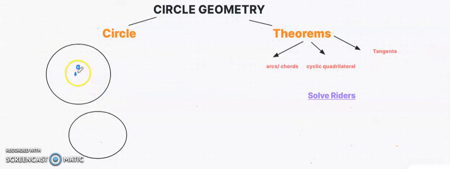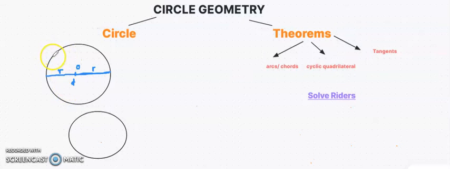A circle is drawn with center O. A line drawn from the center of the circle to anywhere on the circumference is called the radius of the circle. If a line is drawn from one point on the circle to another point on the circle and passing through the center of the circle, it is called a diameter. So the diameter is 2 times the radius.